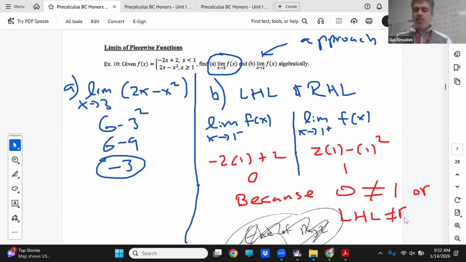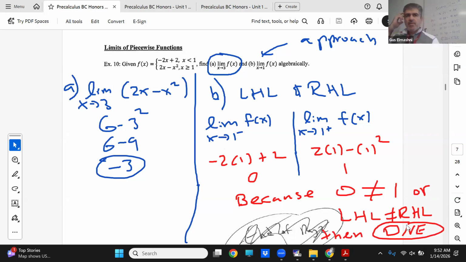You can see why I abbreviate, because I'd go crazy if I had to write out left hand, right hand limit. Then what do we say? Does not exist. So you only worry if the answer is 0 when it's 0 over 0. That's correct for doing algebraic stuff, which were the previous examples.